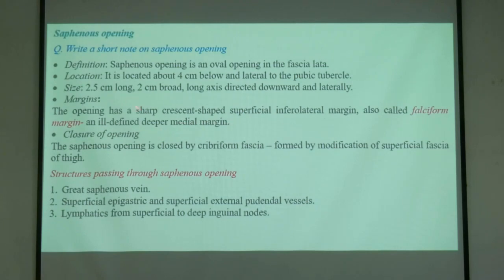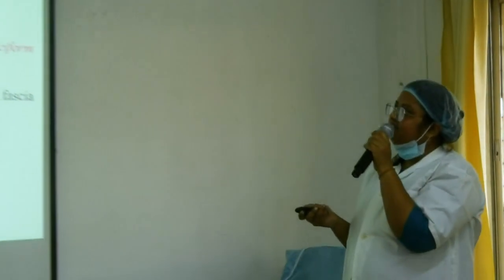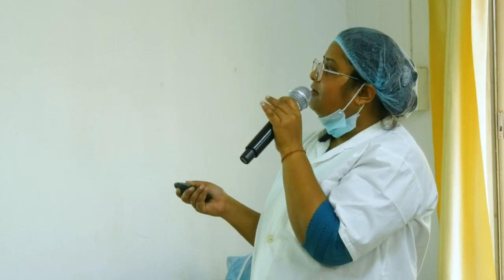Margins: the opening has a sharp crescent-shaped superficial inferolateral margin, also called the falciform margin, and an ill-defined deeper medial margin. Closure of the opening: the saphenous opening is closed by the cribriform fascia. We learned yesterday, cribriform fascia covers the saphenous opening, and it is formed by modification of the superficial fascia of the thigh. Now, what are the structures passing through the saphenous opening?